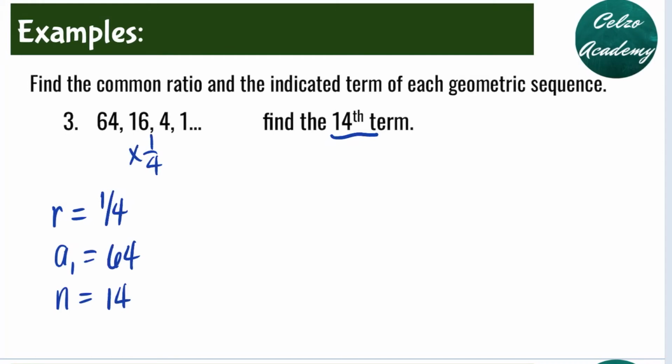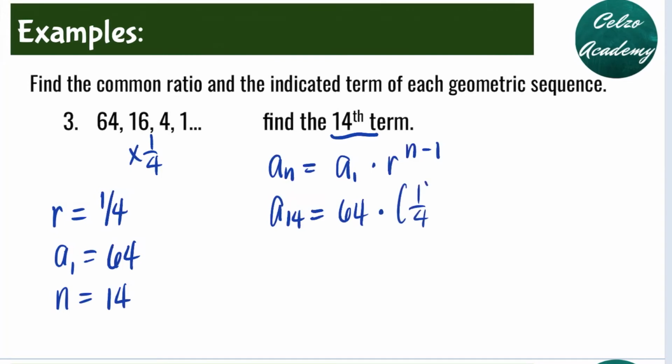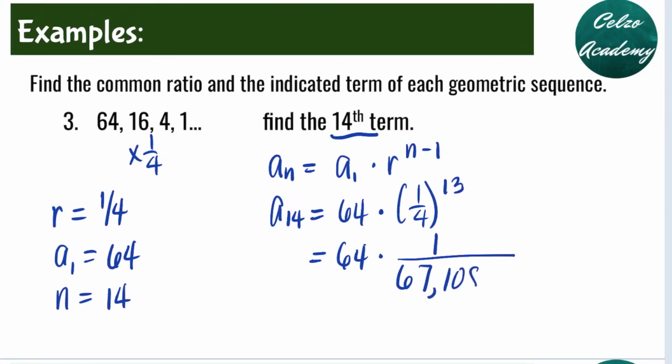Now we will use the geometric sequence formula. A sub n is equal to a sub 1 times r to the power of n minus 1. We're solving for the 14th term, so that is a sub 14. A sub 1 is 64 times r is 1/4 to the power of 14 minus 1, and that is 13. Using your calculator, we're going to evaluate this, and this is 64 times 1 over 67,108,864.